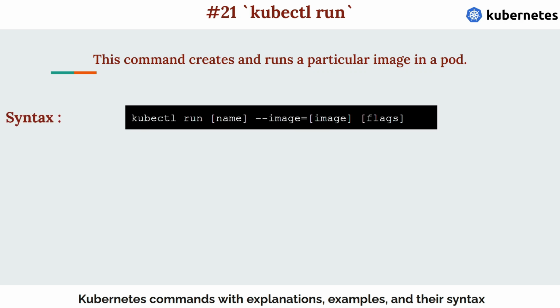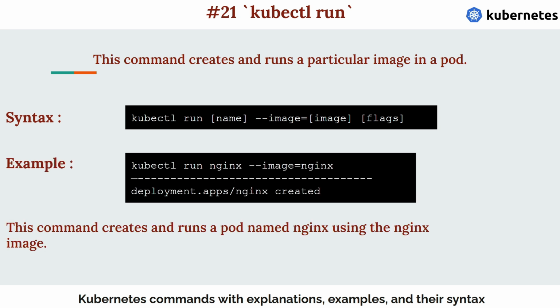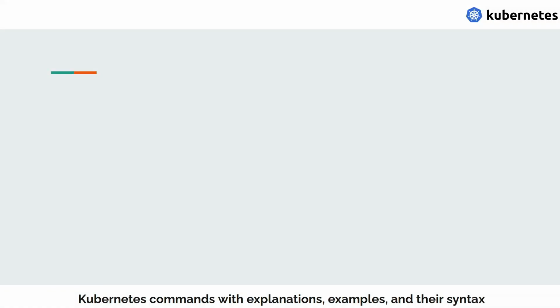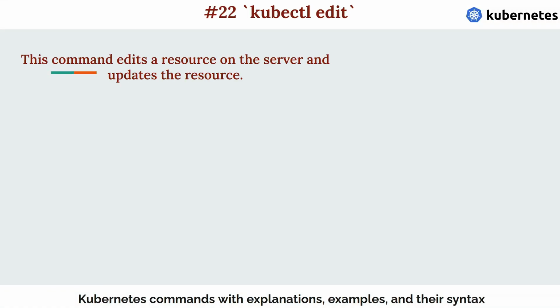Let's see the syntax. The usage of the kubectl run command starts with the kubectl run keyword, then name, image, and flags. This command creates and runs a pod named nginx using the nginx image. Next command is kubectl edit. This command edits a resource on the server and updates the resource.